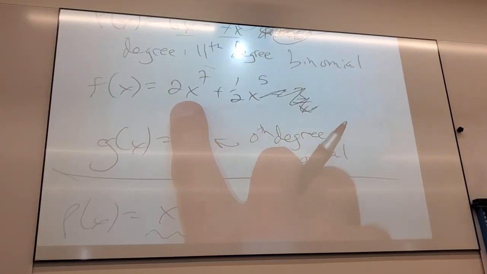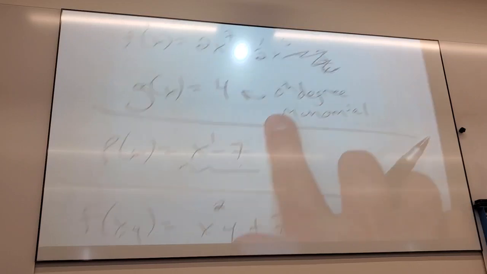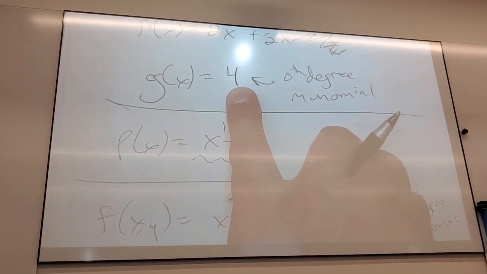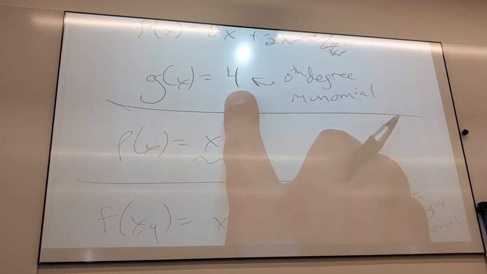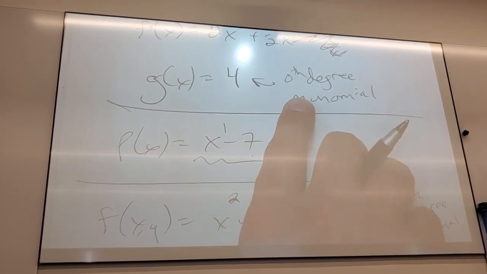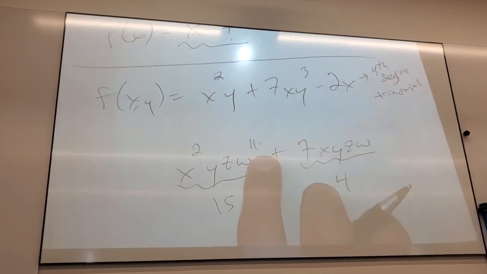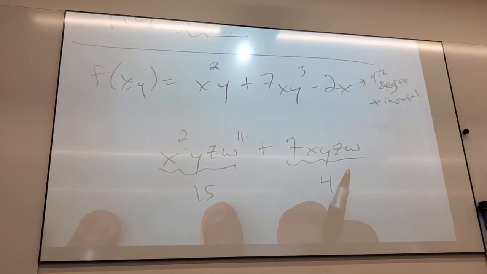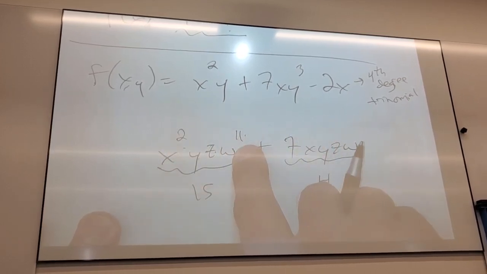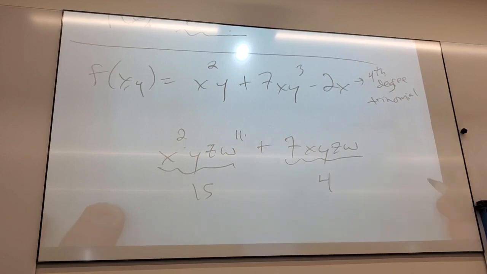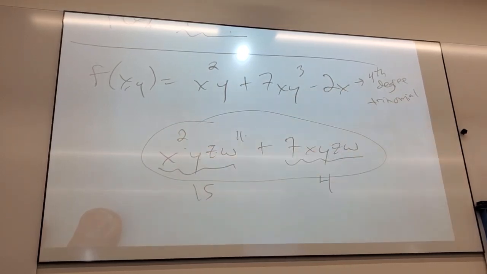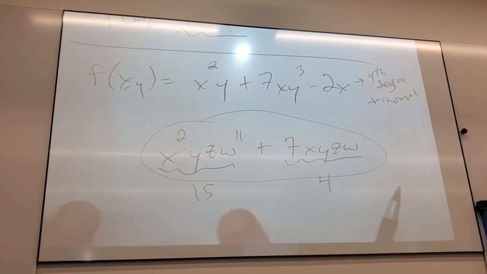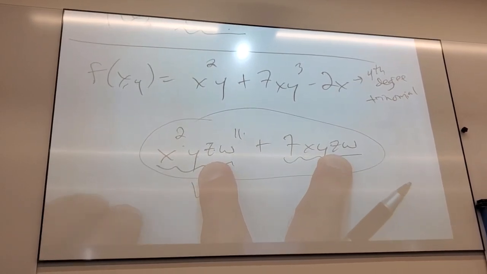This guy's going to grow not as quick. This guy's not going to grow at all. Isn't it just 4? Yes. So how would you describe the growth of this? No growth. 0 degree makes sense then. There's no growth. This one, if I put numbers in for all of these, it's going to grow really fast. 15th degree. So what kind of polynomial is this? What's the highest degree? 15th degree binomial.